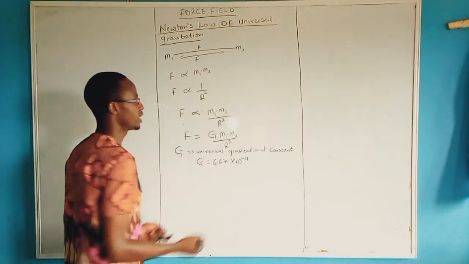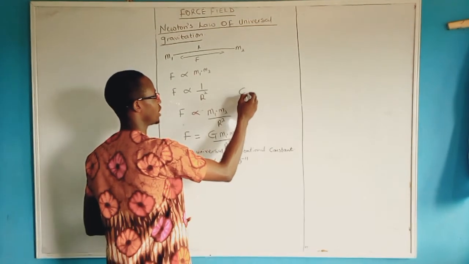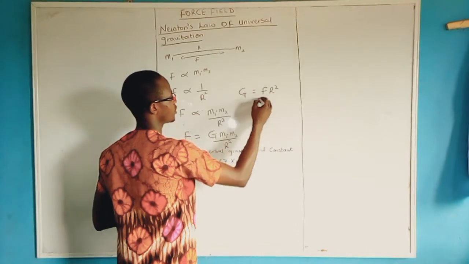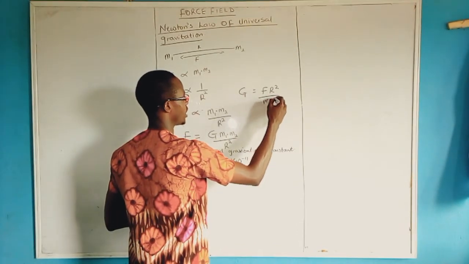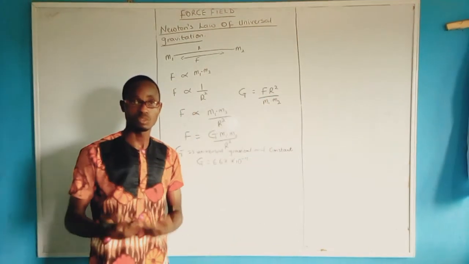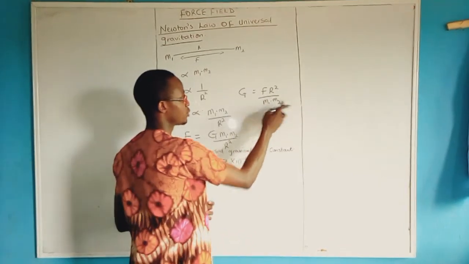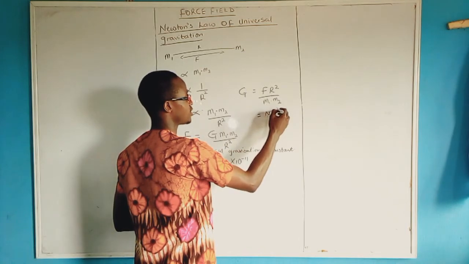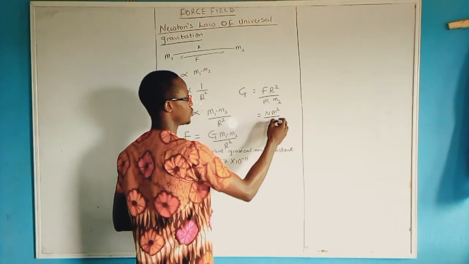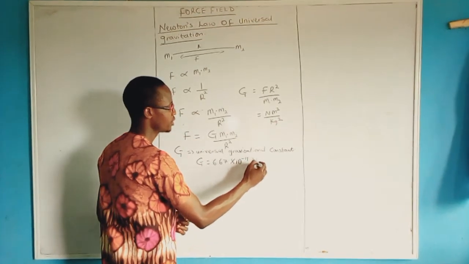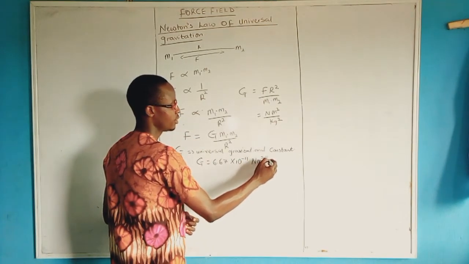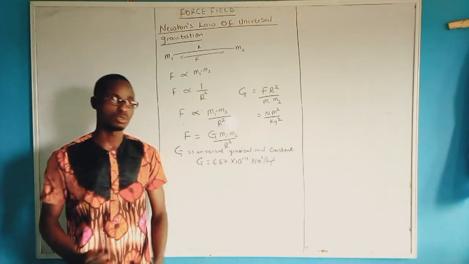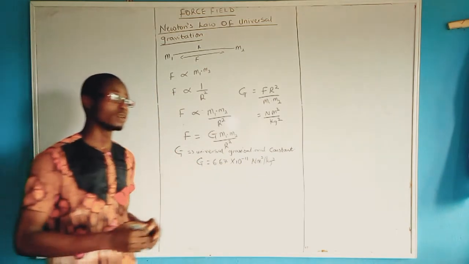Though the unit, if you have to get the unit, making G the subject of the formula here, I have F r squared over m1 dot m2. Don't forget the masses of two bodies are measured in kilogram, so we're going to have kilogram squared. Force is measured in Newton, distance in meter, that's meter squared, all over kg squared. So we can have Newton meter squared per kilogram squared. So this is the unit of G, which is called the universal gravitational constant.